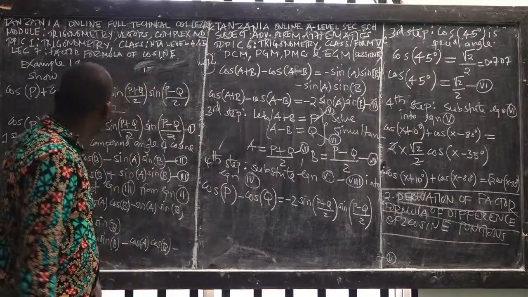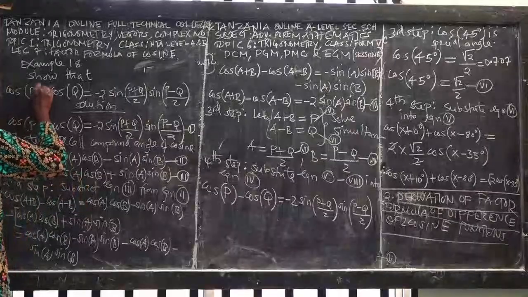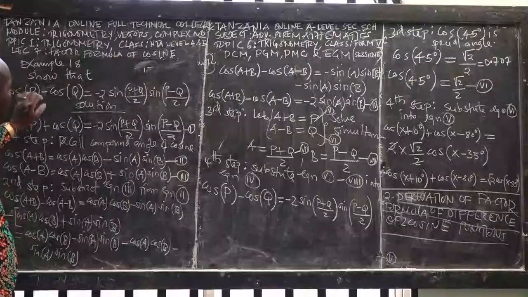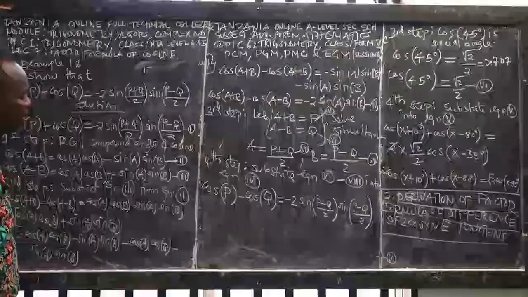So what you have on the left-hand side, oh sorry, I made a mistake. This is cos of P minus cos of Q. I made a mistake, correct it please. Show that cos of P minus cos of Q is equal to this one.